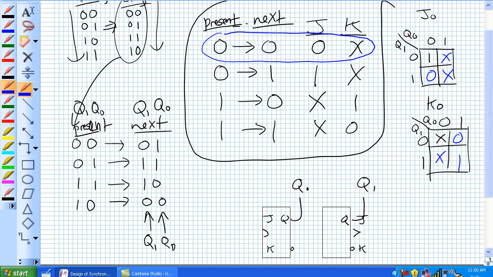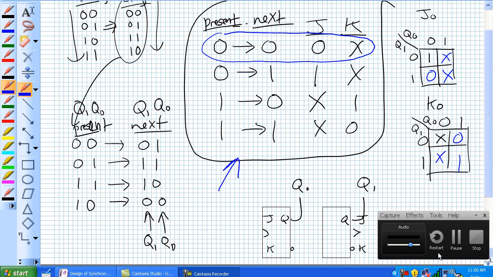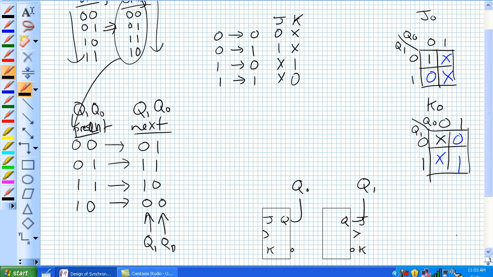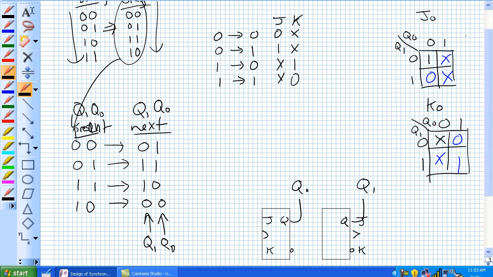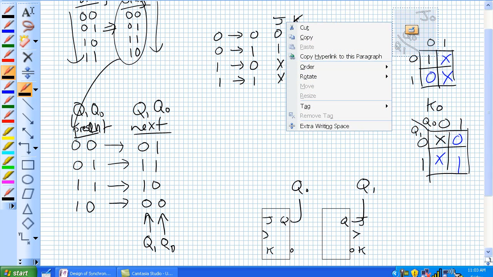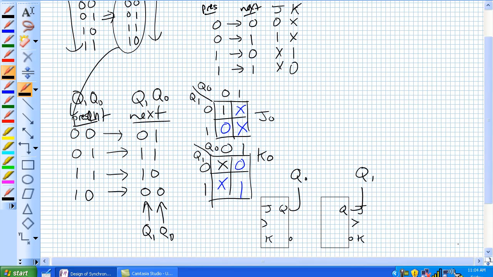So to do that, I'm going to make a little bit more room by shrinking this diagram down. Then I'm going to move these guys. Or I'll do this, I'll move them over. There you go. Here's our J0. Here's our K0, which we previously developed. Just giving us a little bit more room.